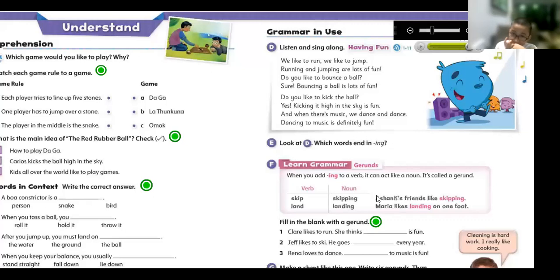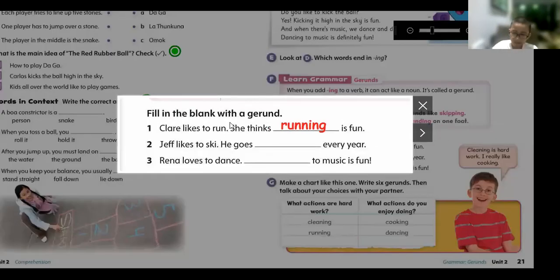Now, let us go back here. I want you to fill in the blank with a gerund. Number one is already done for you. So that's running. Claire likes to run. She thinks running is fun.